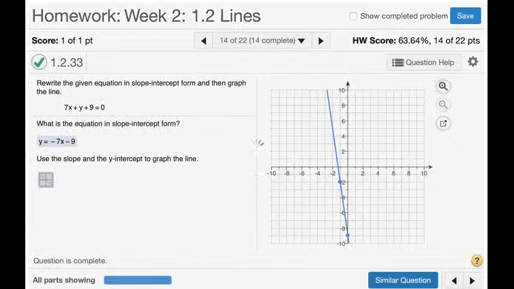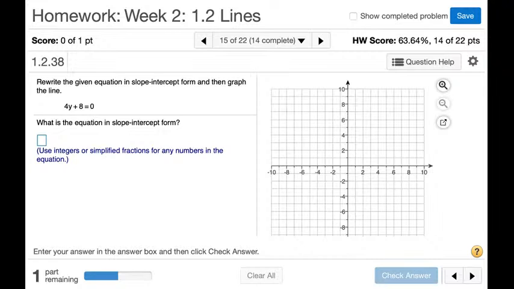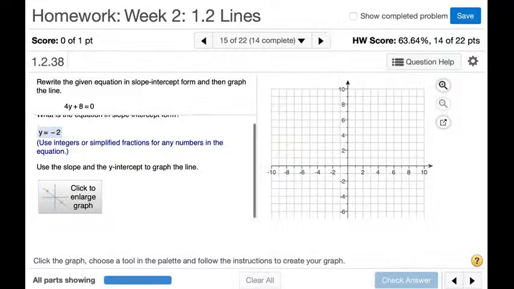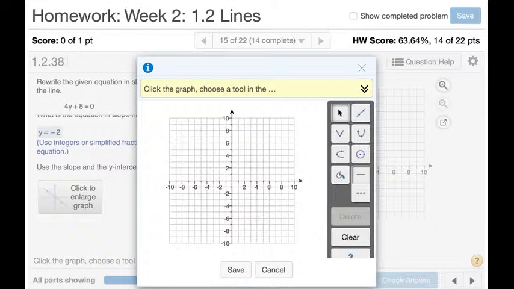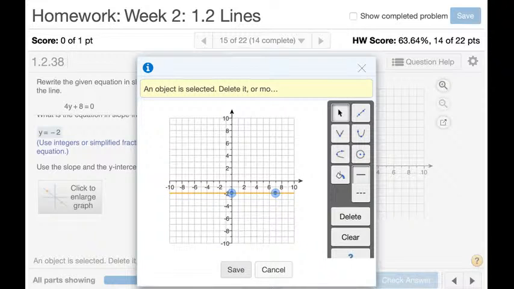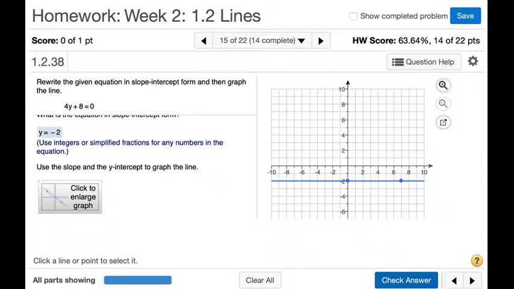So a couple more. Slope-intercept form. If we subtract and divide, I think we get negative 2, y equals negative 2. And then that's going to be a horizontal line through y equals negative 2. Click here, and then any other point on that line, I'm going to hit save and check. Okay.